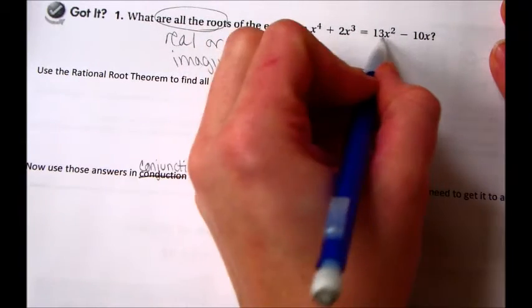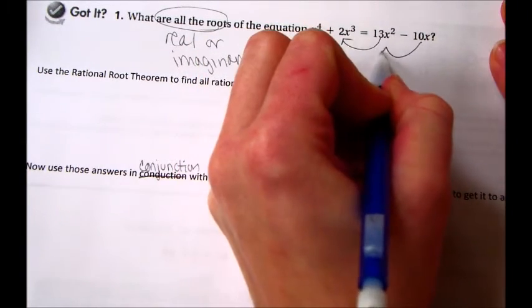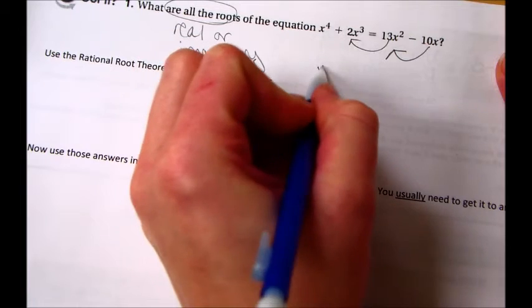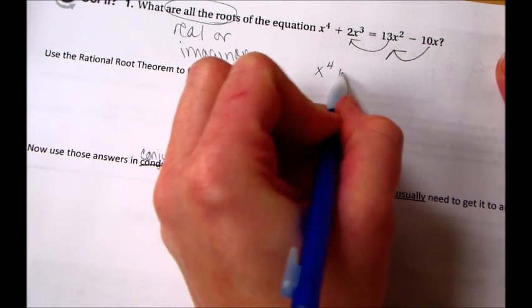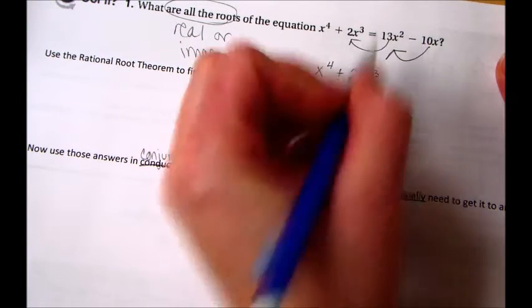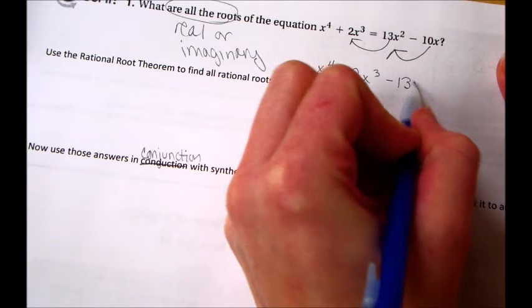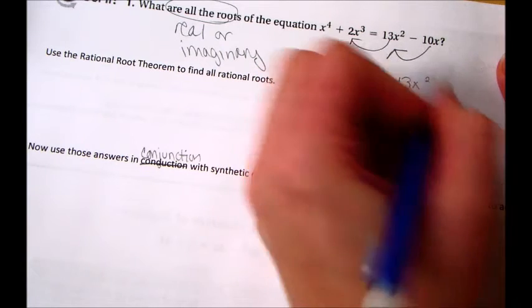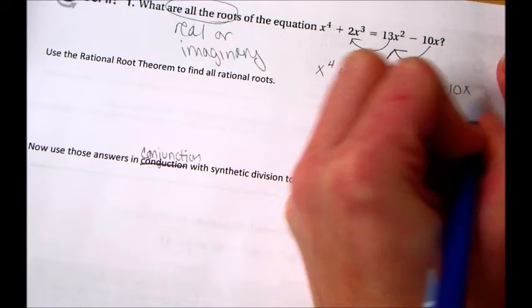So I'm going to take this to the other side and this to the other side, changing their signs. So you have a positive x to the 4th, a positive 2x to the 3rd. Because you're moving the 13 over, it is now negative 13x squared, and you're moving the 10 over, it's now positive 10x, and that equals 0.